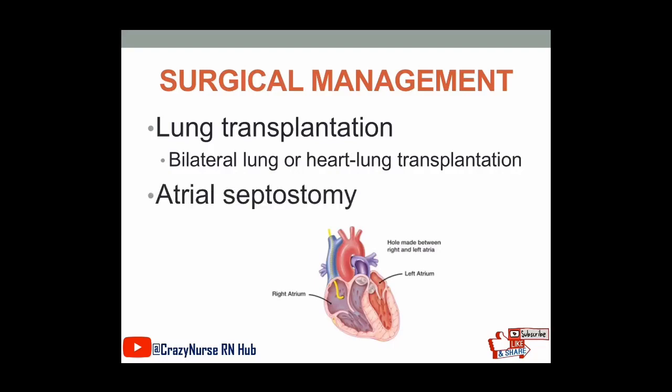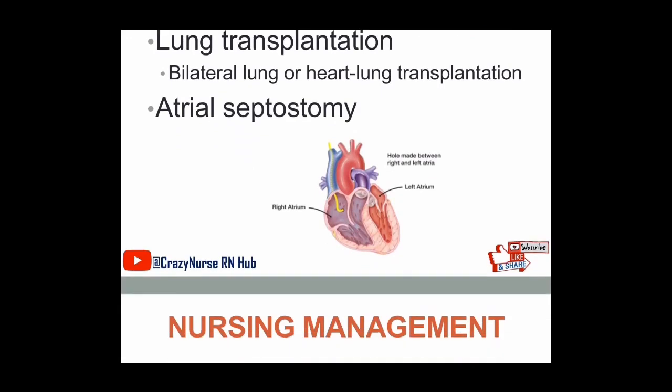We also have atrial septostomy. It may be considered for selected patients with severe disease. This procedure results in shunting of blood from the right side of the heart to the left, decreasing the strain on the right side of the heart and maintaining left ventricular output. So these are the two possible surgical management under pulmonary hypertension.